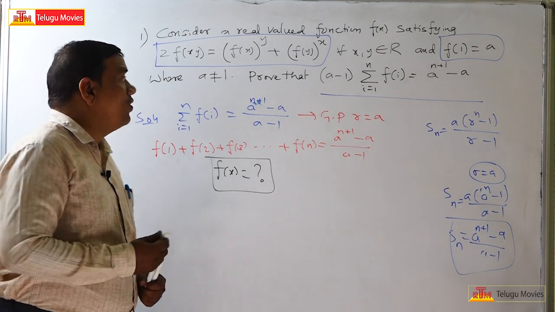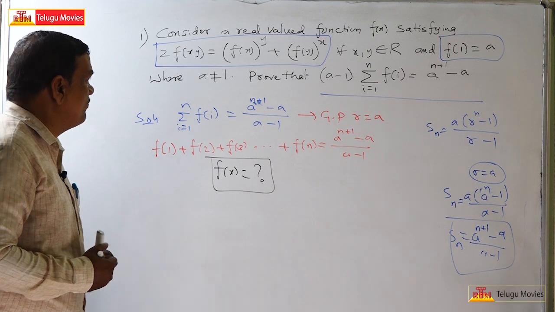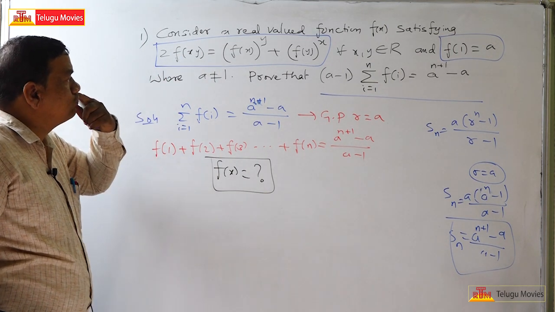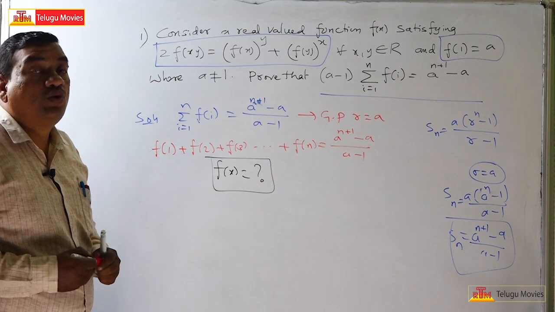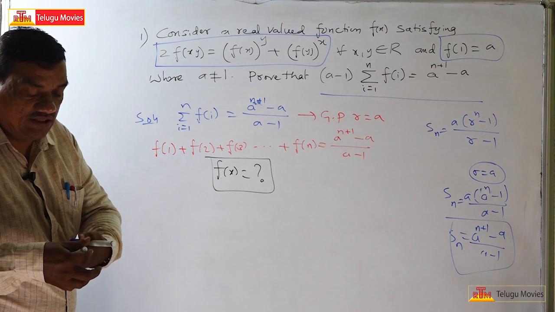Now, in this equation, how to get f of x? Put y is equal to 1. So f of x into y is there. That's why put x is equal to 1.